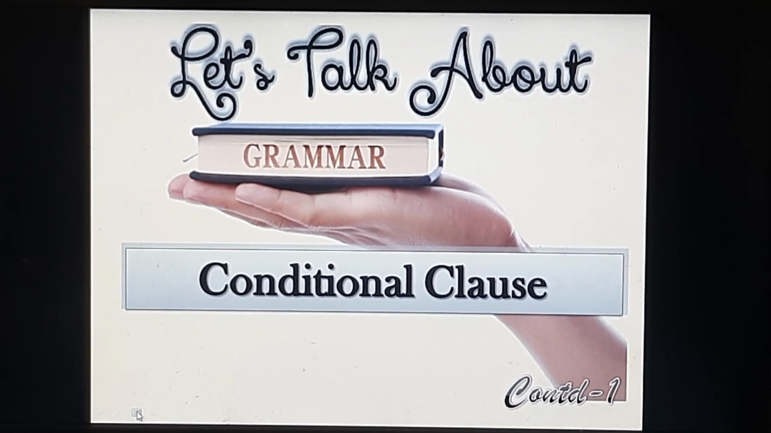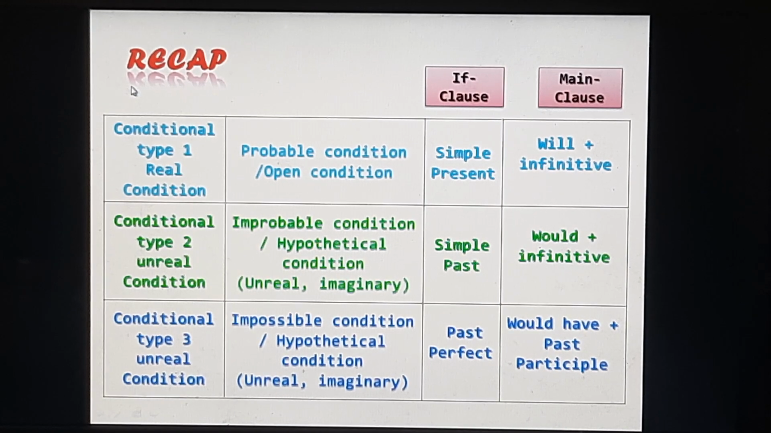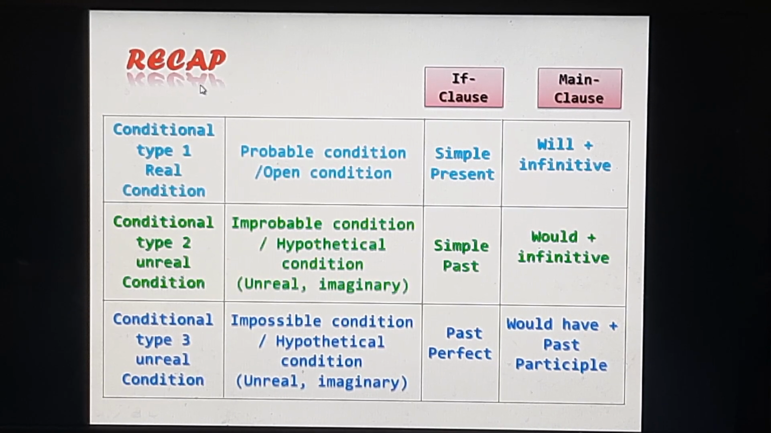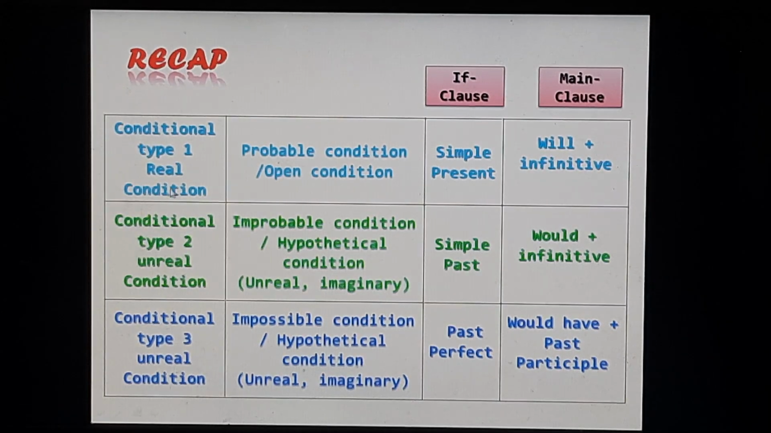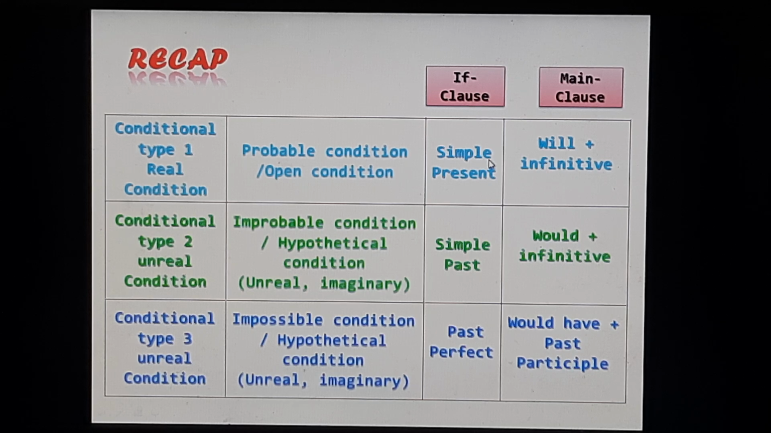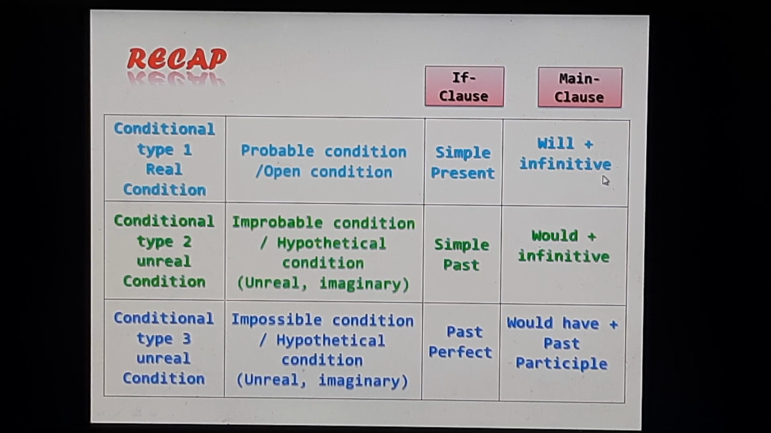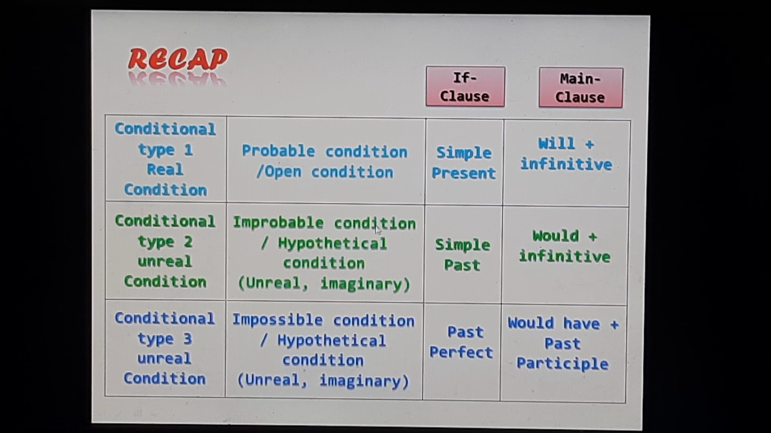Let's continue, children, with some examples. Before that, let's go into a quick recap of what we have already learned. Conditional type 1 is a real condition. It is also a probable condition, or it is called an open condition. The verb in the if clause will be in the simple present. In the main clause, it is will plus infinitive or base form V1.